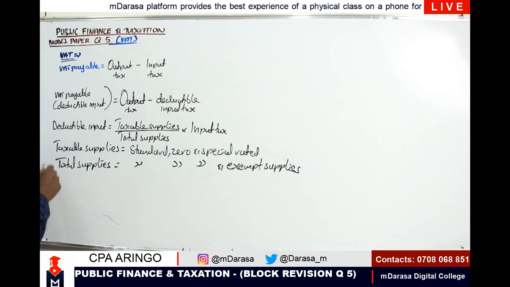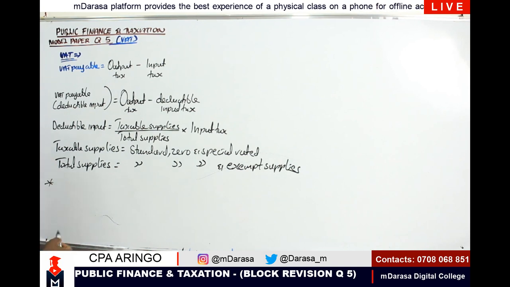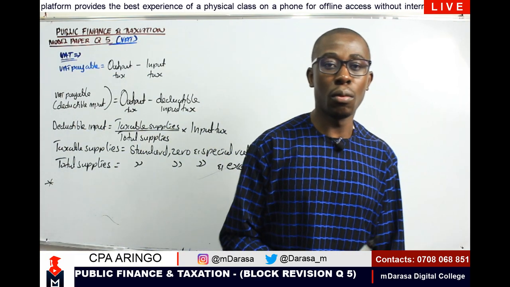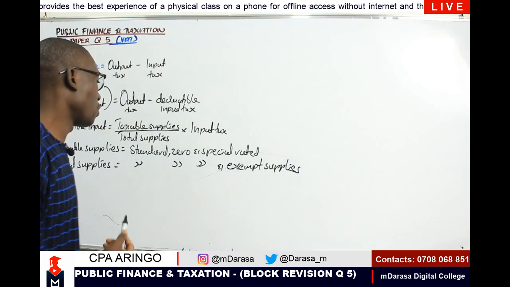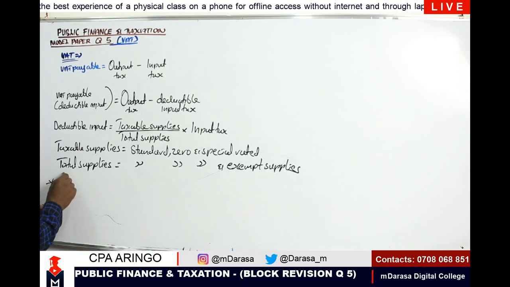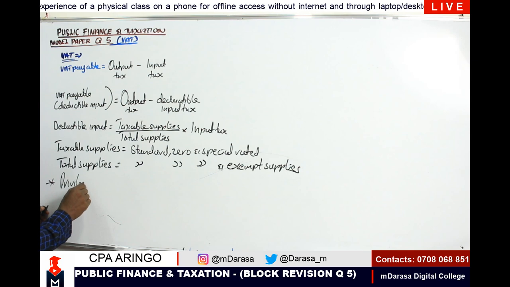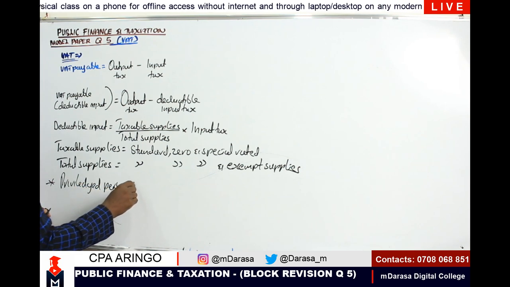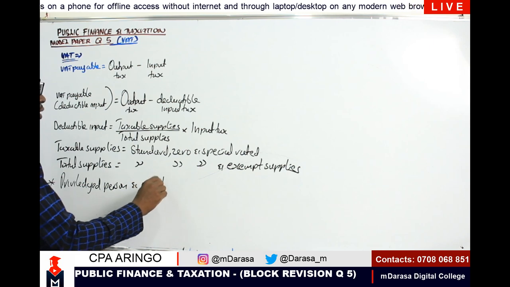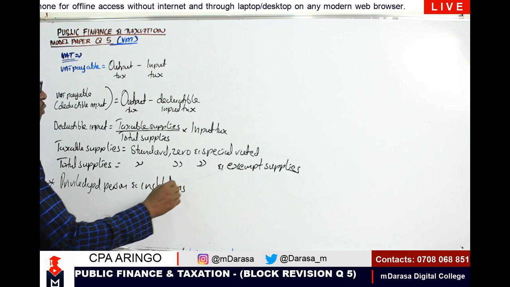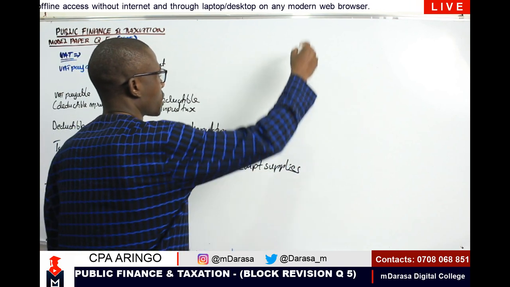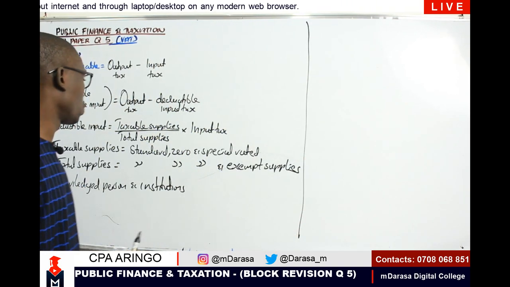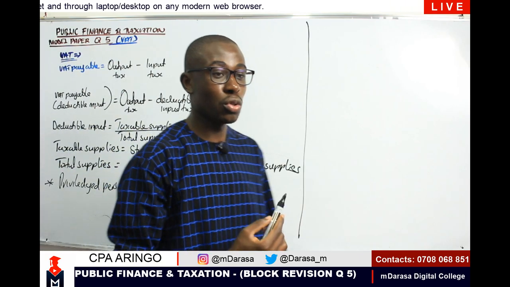Then another concept that you should always be able to understand anytime you are dealing with VAT is to know some of the privileged persons and institutions. Very key for us to understand, very key concept that anytime you're dealing with VAT, make sure you're good on that.